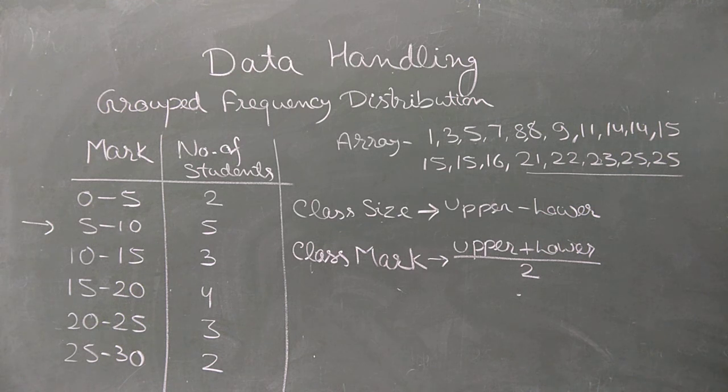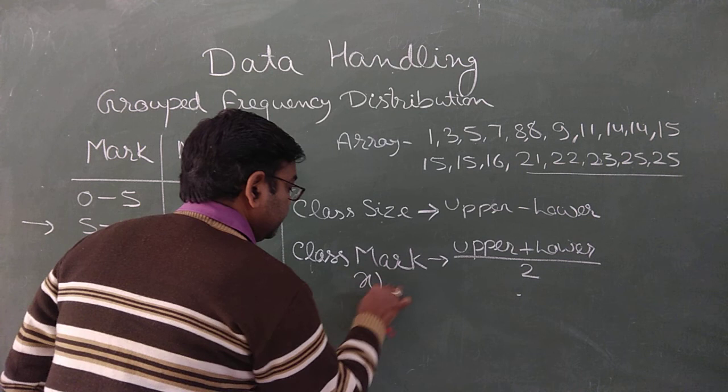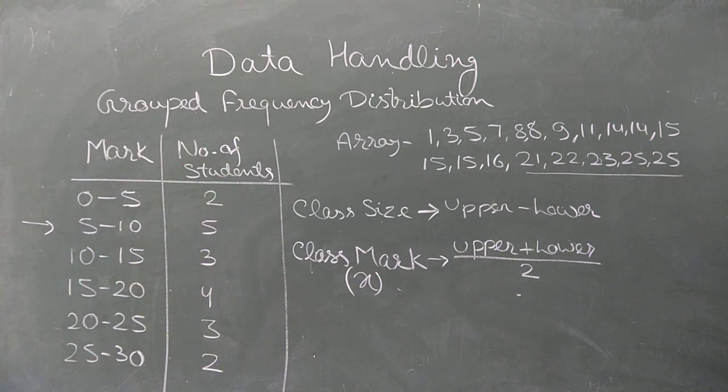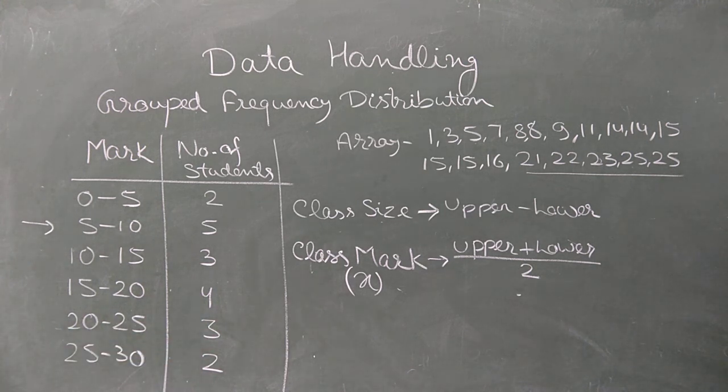The next topic is, what is class frequency. Before that, remember, class mark is the same as what we discussed in ungrouped frequency distribution, your x. So class mark is your x. What is your class size? That is the range. Now, what is class frequency? It is the same as your frequency.